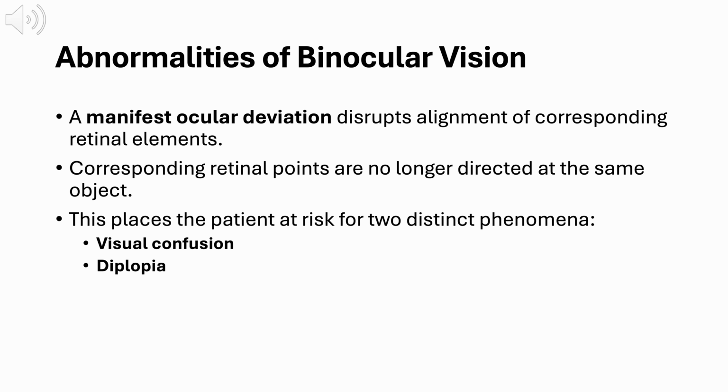One is visual confusion, where two different objects are perceived in the same visual direction. The other is diplopia, where the same object is perceived in two different directions. From here on, the chapter is really about how the visual system responds to this problem, whether by adapting, suppressing, or reorganizing to avoid constant confusion and double vision.